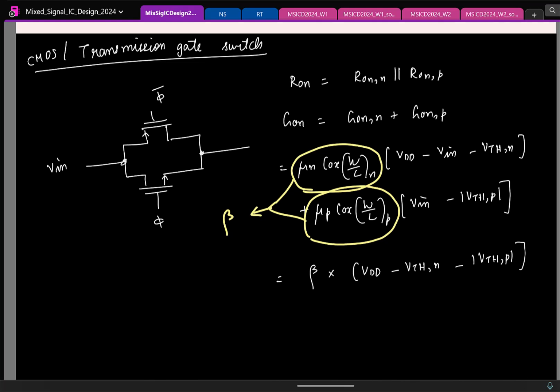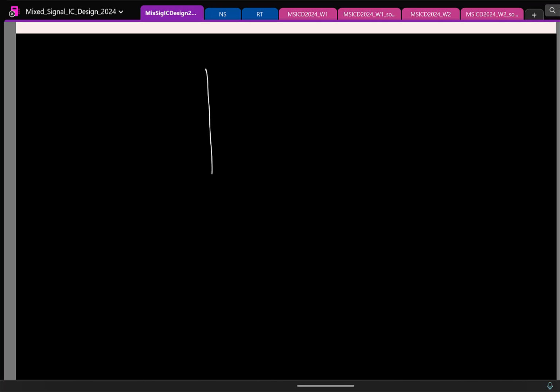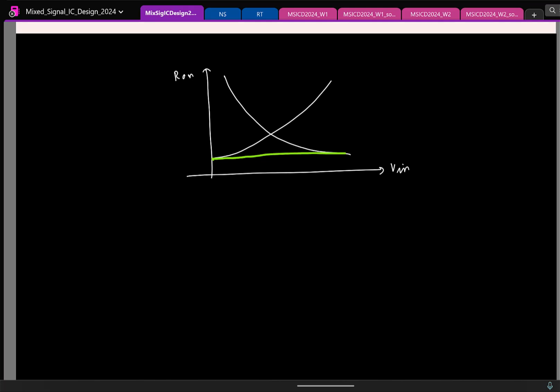And again, you can make visual sense of this. So if I sketch the on resistance, for the NMOS we had something like this. For PMOS we had something like this. We put the two in parallel. If I choose mu_n COX equal to mu_p COX, then the on resistance seems to be constant with respect to the input. So it seems like it's amazing. I have gotten a perfectly linear switch. So do you think this is practically possible, or do you find some issues here?